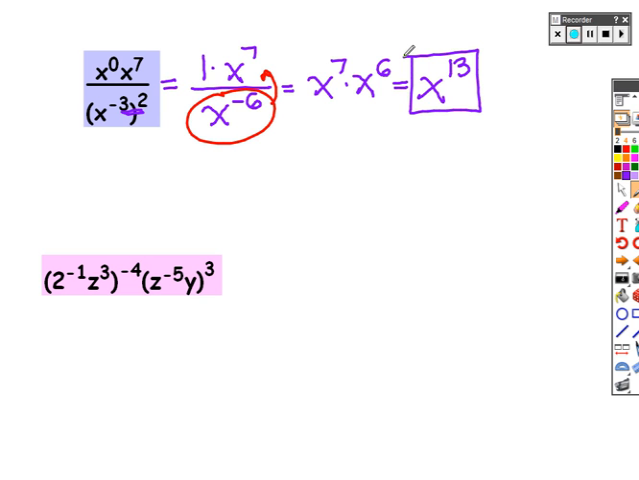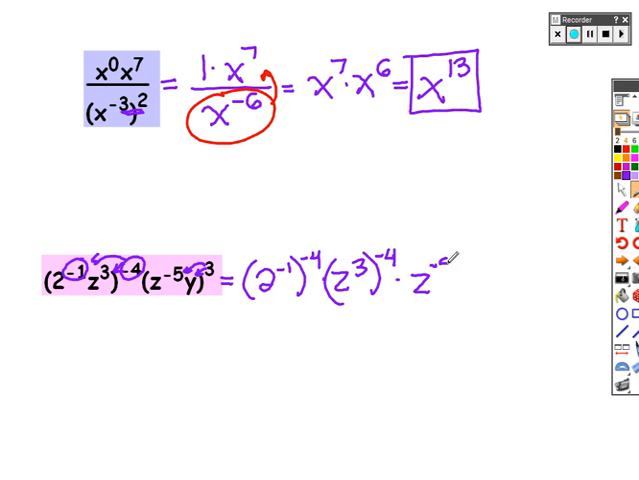That is your most simplified answer. On the bottom one, there's a couple different ways you could do this. I'm actually going to start, since I have negative exponents inside the parentheses and outside, I'm going to take this exponent to each term. So if I write out what's happening, it's like 2 to the -1 to the -4th. I've got z cubed, that's also being taken to the -4th power. Z to the -5th is being cubed, and y is being cubed.